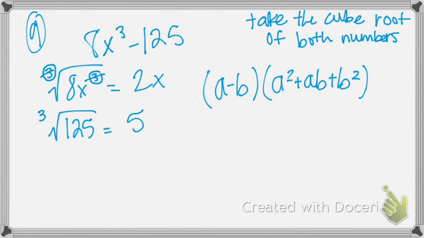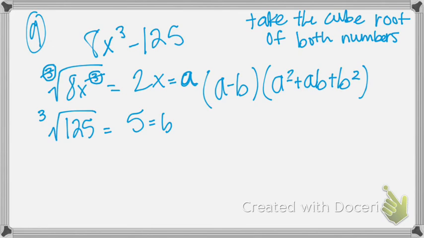All right, what comes first in the alphabet, A or B? A. So if we're going in order, did 8x cubed come first or did 125 come first? What do we find first? The cube root of 8x cubed or the cube root of 125? 8x cubed, okay? So 2x comes first. A comes first in the alphabet. So 2x equals A. So 5 is going to equal what? B. So now all you do is you take A and B and you plug it into that.